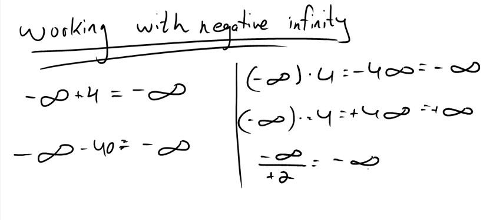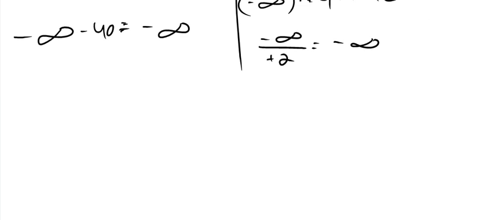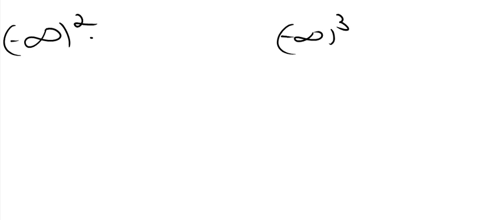So far, there's nothing new here. What is a bit more interesting? What happens when I got negative infinity to the power of 2 versus negative infinity to the power of 3? Okay, so again, it's still going to be infinity. The question is about the sign, and it's just something to pay attention to.